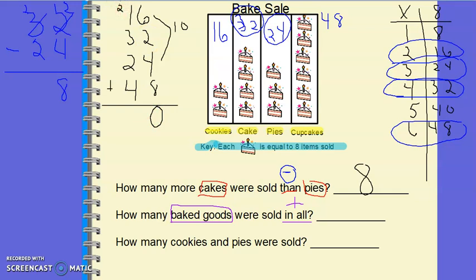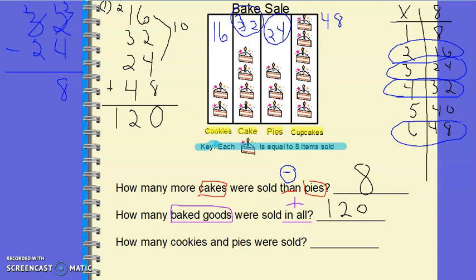And so now I can add my tens place. 2 plus 1 is 3. 3 plus 3 is 6. 6 plus 2 is 8. 8 plus 4 is 12. So all together, I have 120 baked goods that were sold in all. 120 for my answer. All right, let's look at that last question.